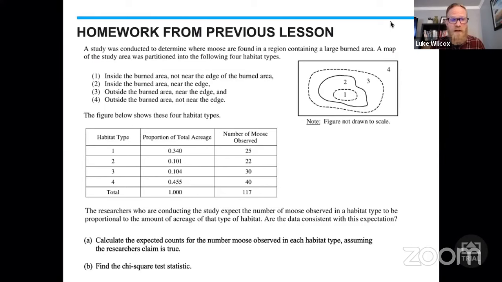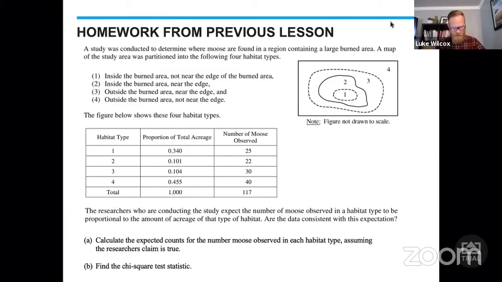A study was conducted to determine where moose are found in a region containing a large burned area. A map of the study area was partitioned into the following 4 habitat types. 1, inside the burned area, not near the edge of the burned area. 2, inside the burned area, near the edge. 3, outside the burned area, near the edge, and 4, outside the burned area, not near the edge. The figure below shows these 4 habitat types.